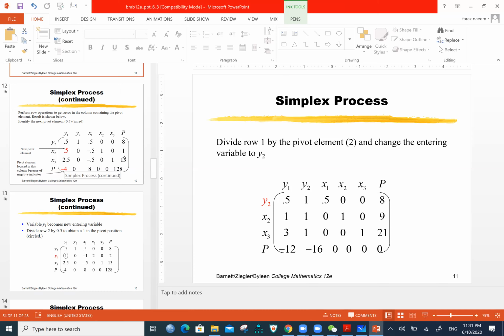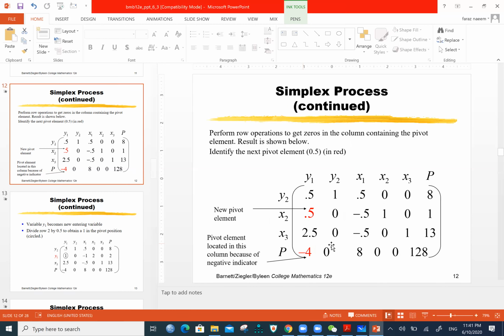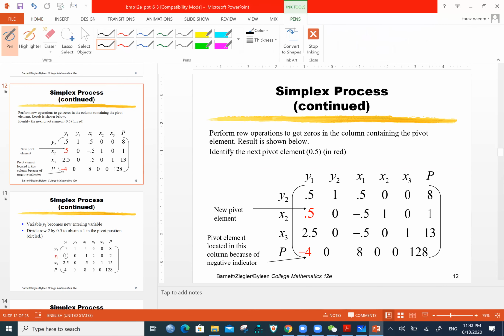Now we again start the simplex process. We see in the bottom row in this matrix, is there any negative number? Yes, this -4 is the only negative number. Now this would be our pivot column. Understand? This is our pivot column. Now we decide which one is our pivot row.